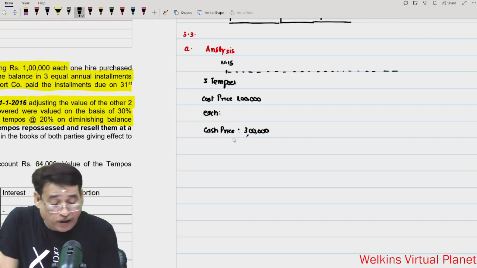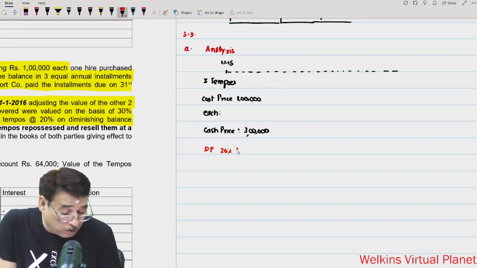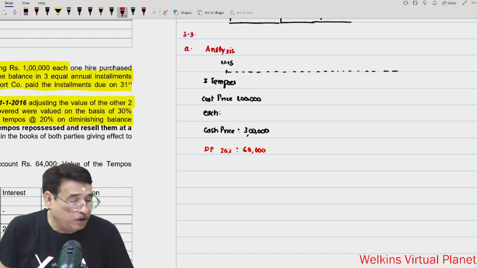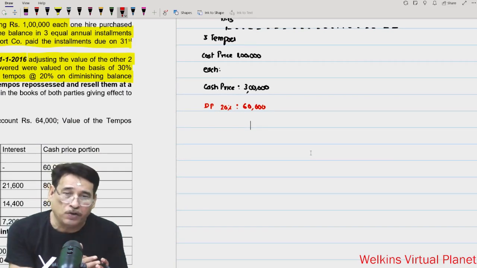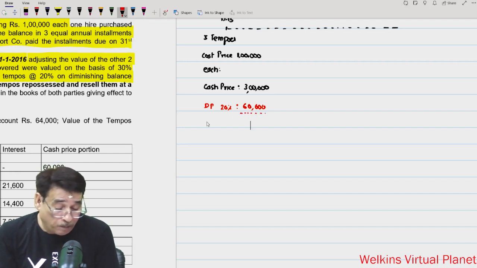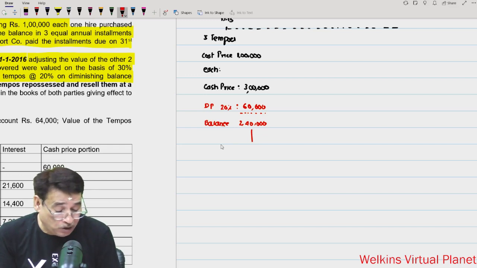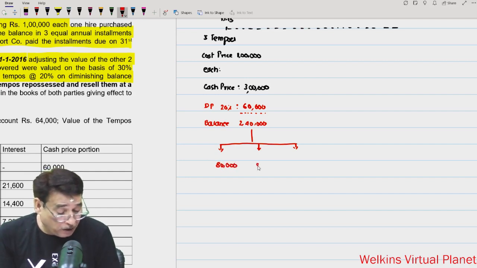Now on this particular date, it was given to us that 20% is our down payment. 20% is down payment. So 20% of this will be equal to 60,000. Now, the question says that the balance amount, you need to understand this particular word. Correct? The question says that the balance amount was to be paid in three equal installments together with interest. Now, this is the cash price. Now, what is the balance then? Your balance will be equal to 2,40,000. Obviously, this is the balance of cash price. And the question says that this balance needs to be paid in three equal installments. So if I divide it by three, one equal installment will be equal to 80,000.